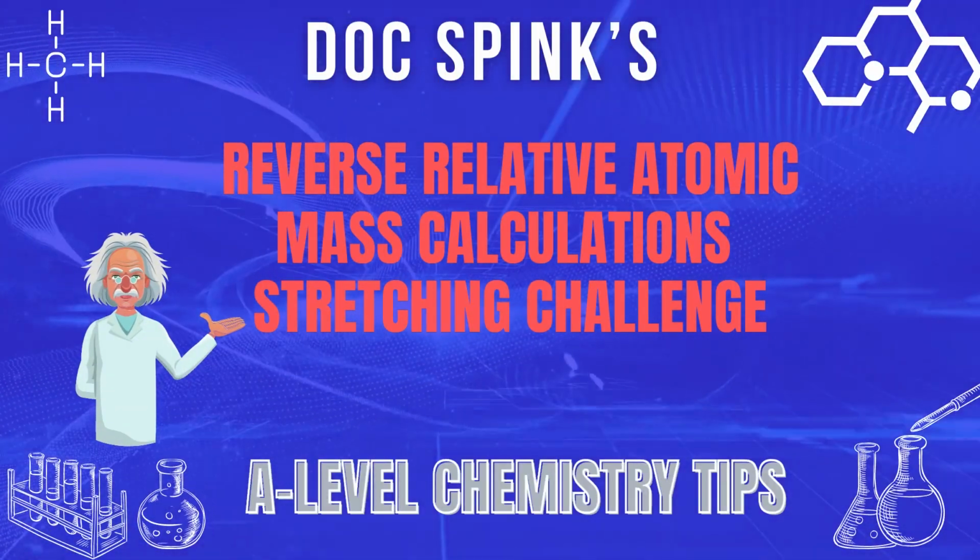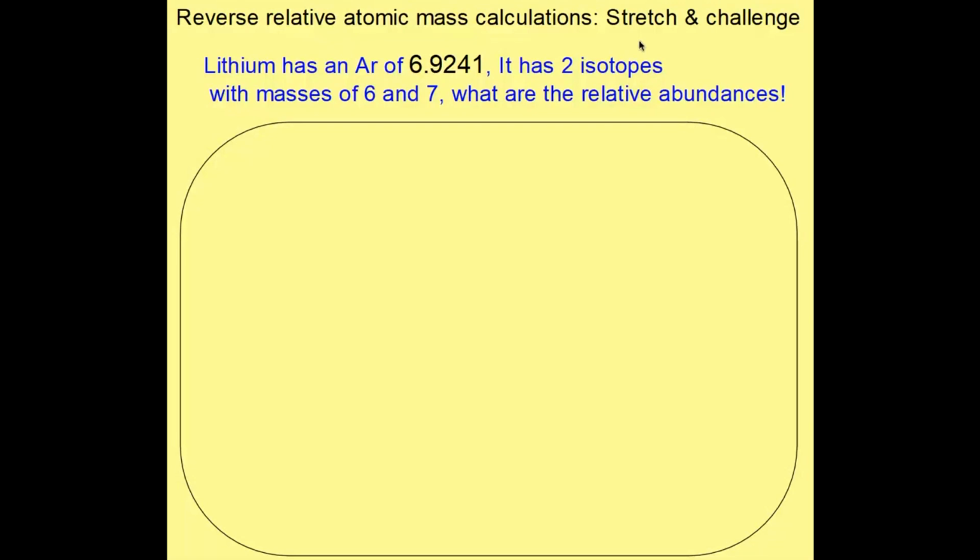calculations. These are the hardest. I'd classify this as being a stretching challenge. They only work for the reverse relative atomic mass calculations. They only work for certain situations. So it has to be only 2 isotopes for this kind of calculation to work. It won't work with more than that.